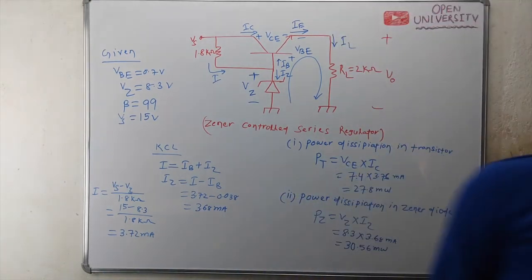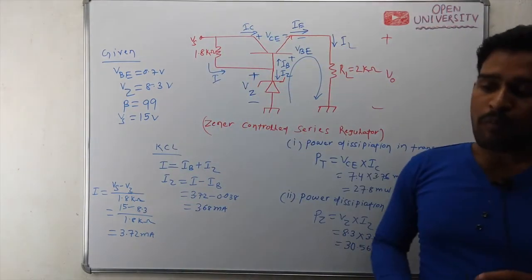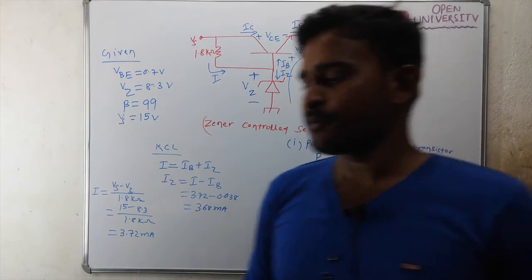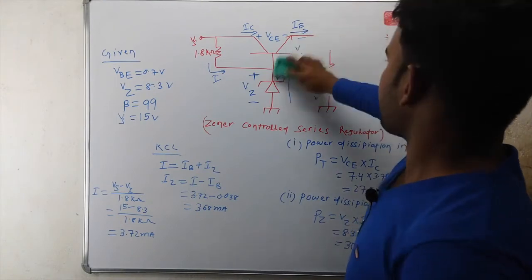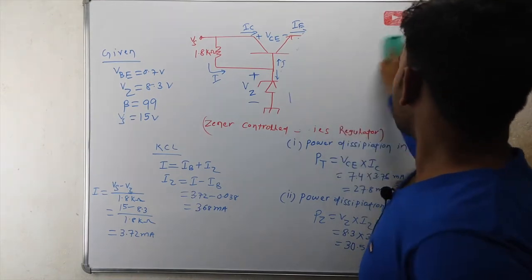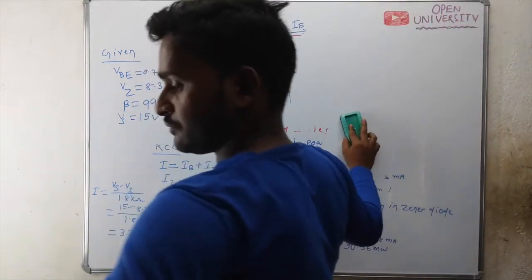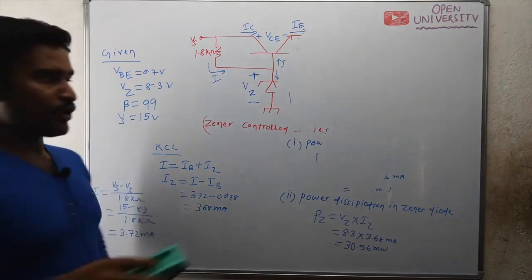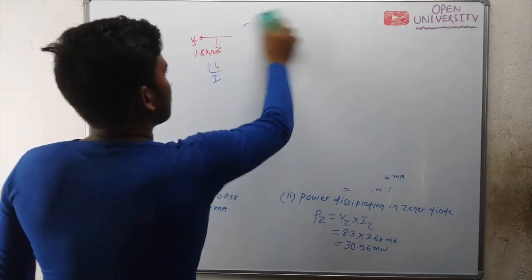Right, on to the next question. In the circuit shown, the Zener diode has breakdown voltage 9.5 volt, and the transistor has beta equal to 99, and VBE equal to 0.5 volt.